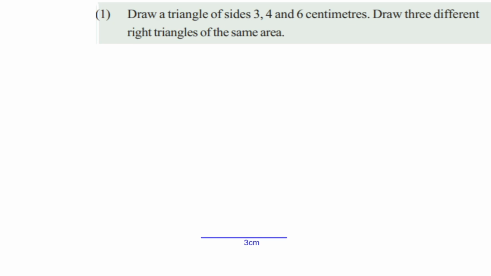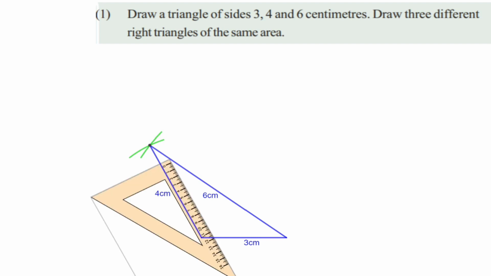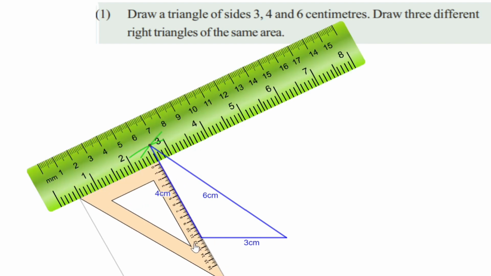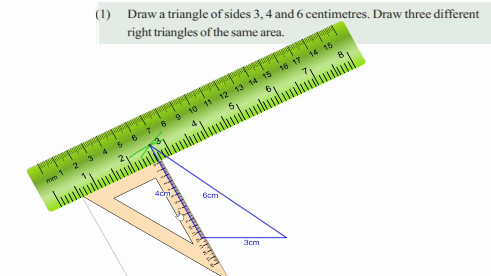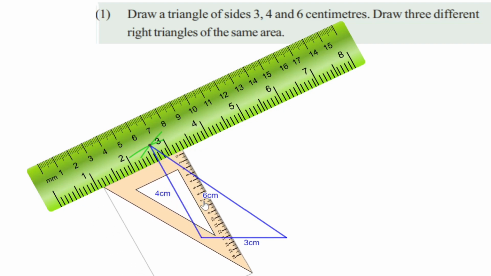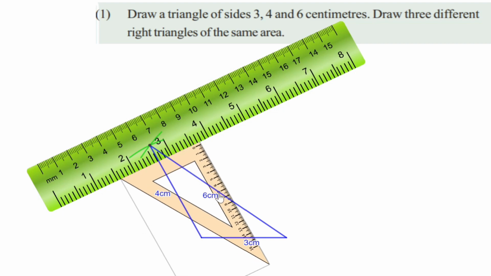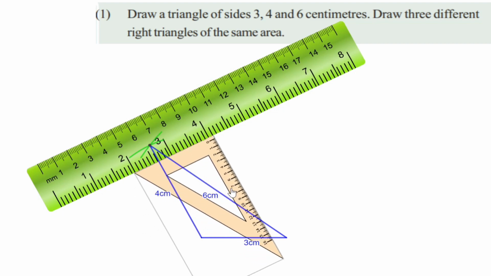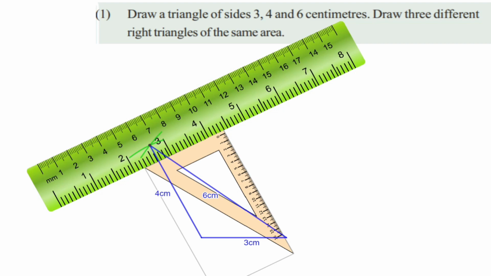Now let us draw the third right triangle. First of all, let us take our triangle with sides 3, 4, 6 centimeters. Now I am going to take this side as the base. So take the set square and ruler and place it on the line like this. Hold the ruler firmly and slide the set square till it reaches this point.